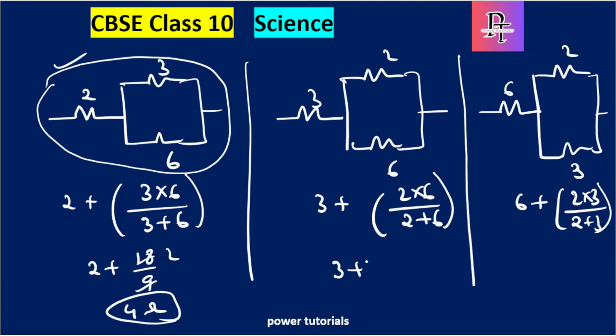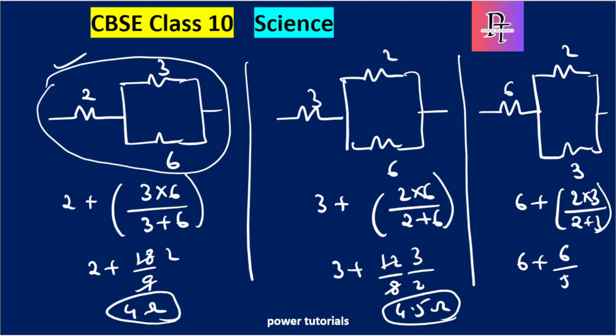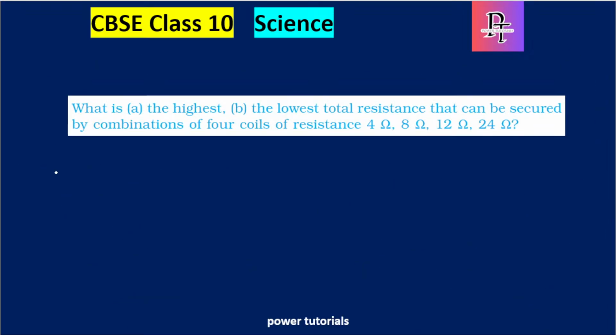It will be 3 plus 6 2s are 12 by 8. So 4 2s, 4 3s. So we are getting 3 plus 1.5, which is 4.5 here. So in the same question, if they ask you to get 4.5 ohms of resistance, then this should be the right answer. Same way here it will be 6 plus 6 by 5, which will be 1.2. So it is 7.2 ohms if you want, then this should be the combination. Okay, so let's move to the next question.